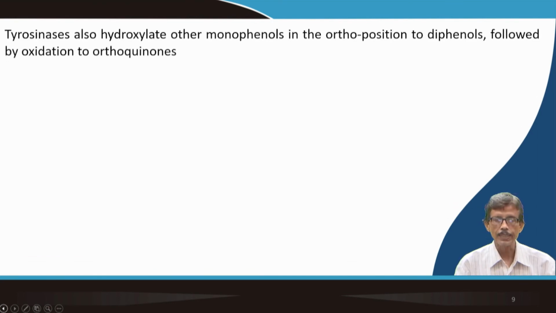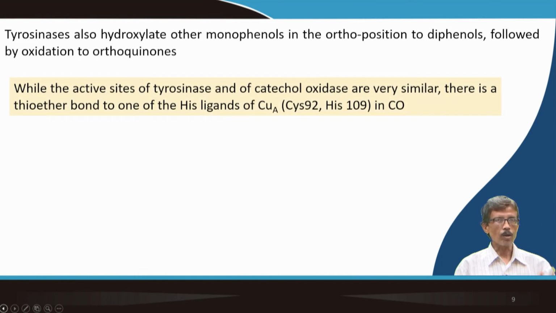So, what we see is that tyrosinases also hydroxylate other monophenols in the ortho position to diphenols, followed by oxidation to orthoquinones. So, hydroxylation followed by oxidation, and these two molecules are therefore very similar type, and in one case you see that there is a thioether bond to one of the histidine ligands of CuA, which is by cysteinate 92 and histidine 109, like that of your galactose oxidase.